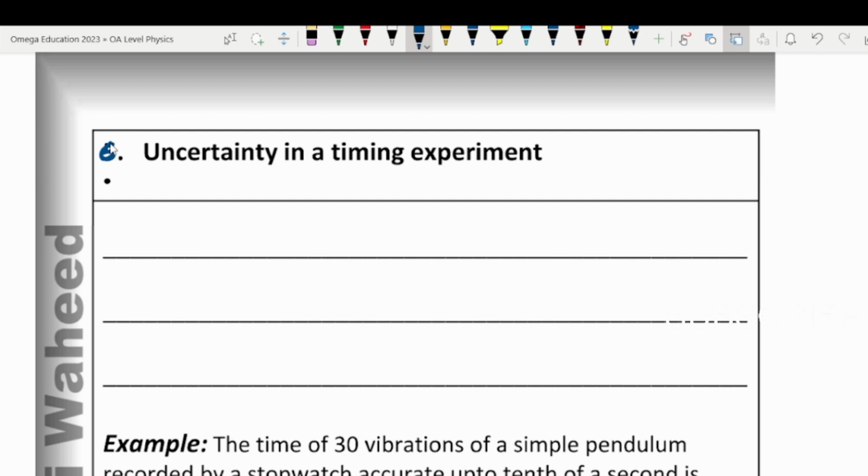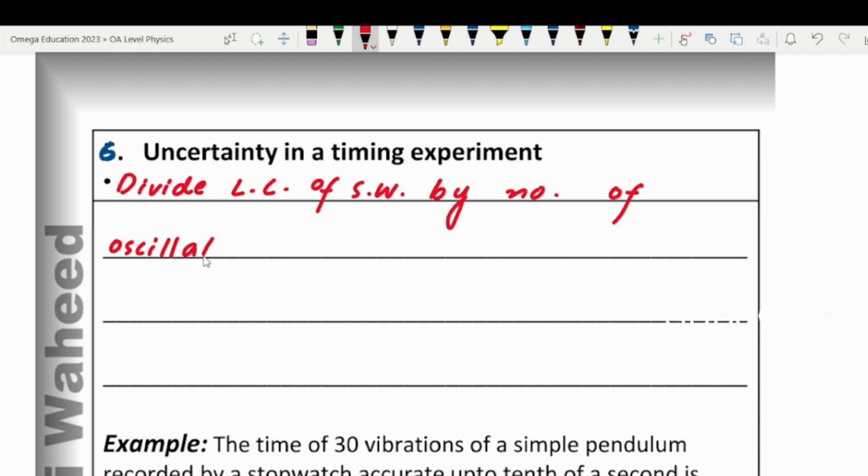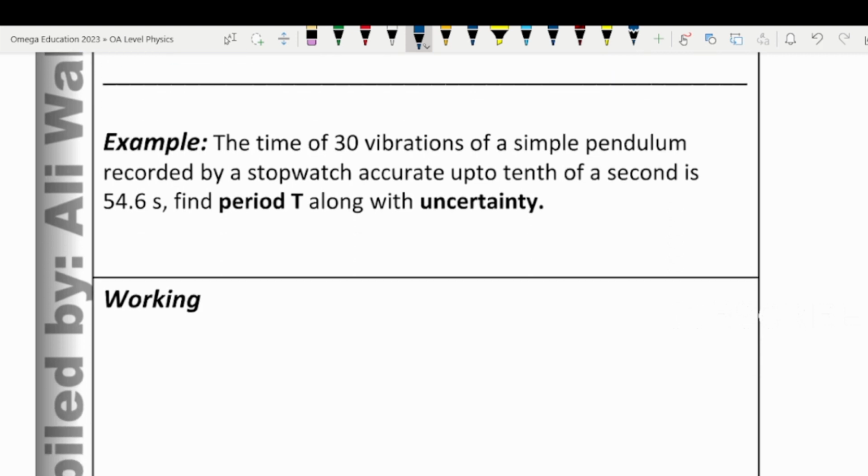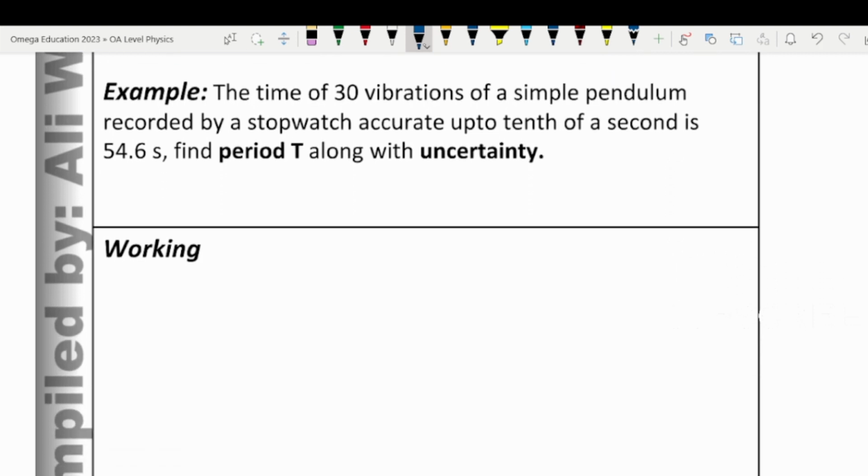For example, you might be measuring the time period of a simple pendulum or anything like this. I'll explain this one with the help of an example. The time of 30 vibrations of a simple pendulum recorded by a stopwatch, accurate up to tenths of a second. What is this? This has given you the least count, the precision of the stopwatch. Accurate to tenth part of a second is 0.1 second. The minimum that it can measure is 0.1 second.